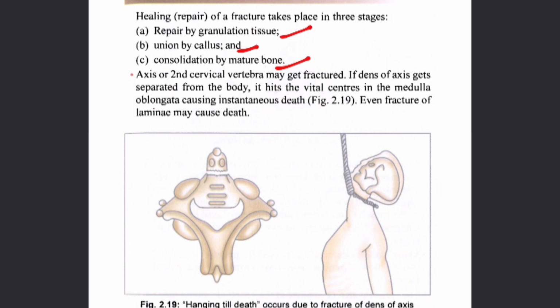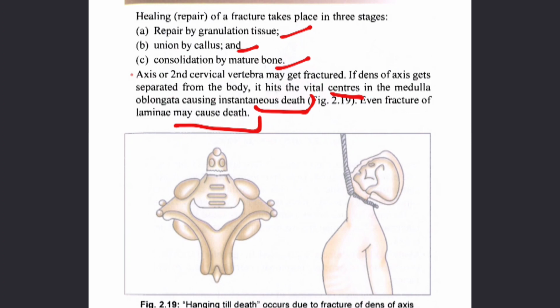Axis or second cervical vertebra may get fractured if dens of axis gets separated from the body. It hits the vital centers in the medulla oblongata, causing instantaneous death. Even fracture of laminae may cause death. It is very important. Remember this. The cervical vertebra may get fractured if dens of axis gets separated from the body. It hits the vital centers in the medulla.